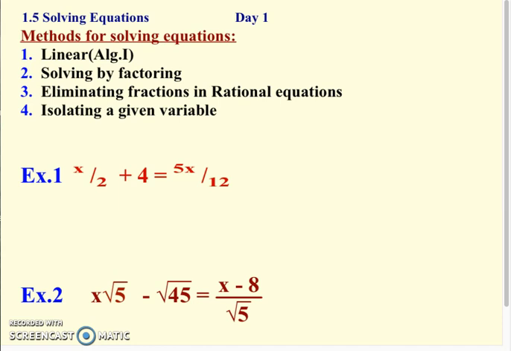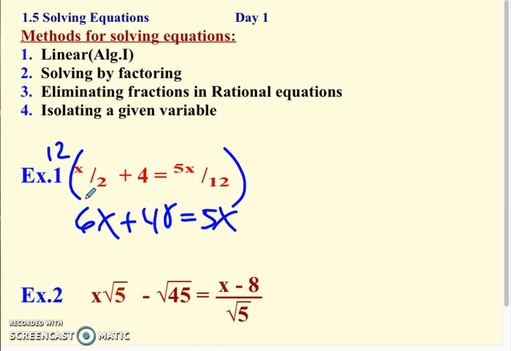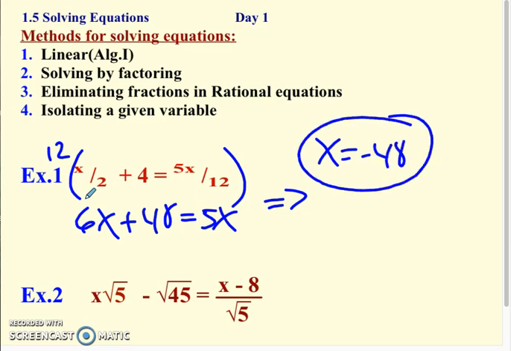So some of these things are kind of personal preference. My personal preference would be just multiply through by the common denominator, get rid of your fractions. So multiply through by 12, right? And then as you go, so 12 over 2, 6x, 12 times 4, 48, 12 over 12, gone, 5x. And then just do your little bit of solving to finish it off. Not much to that one.